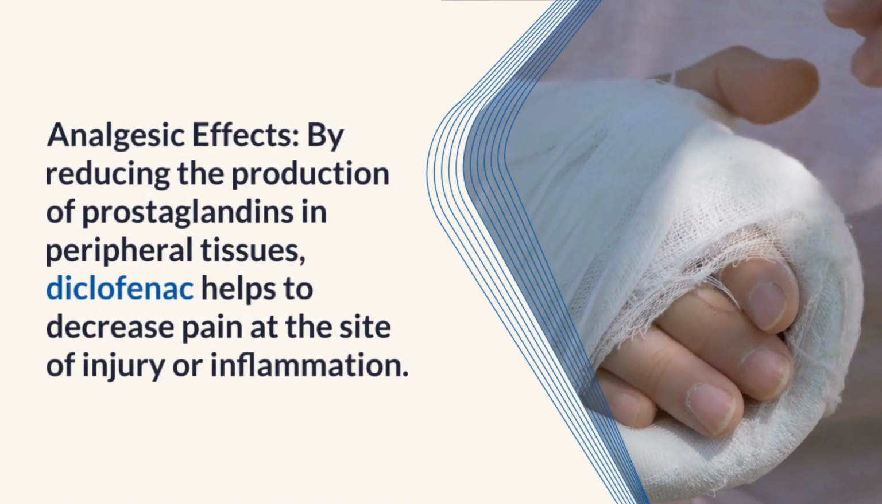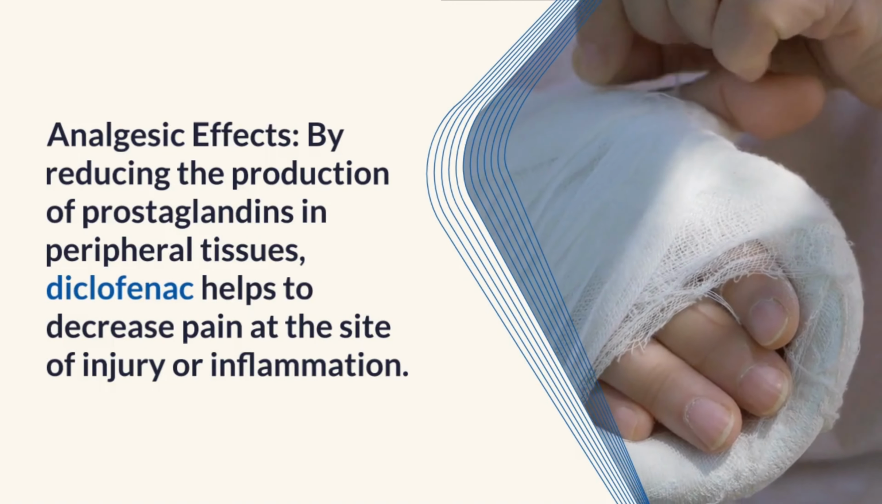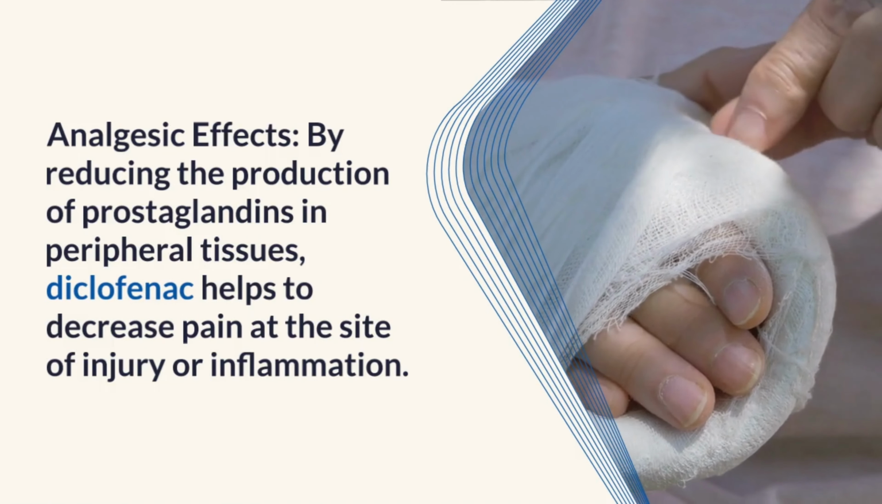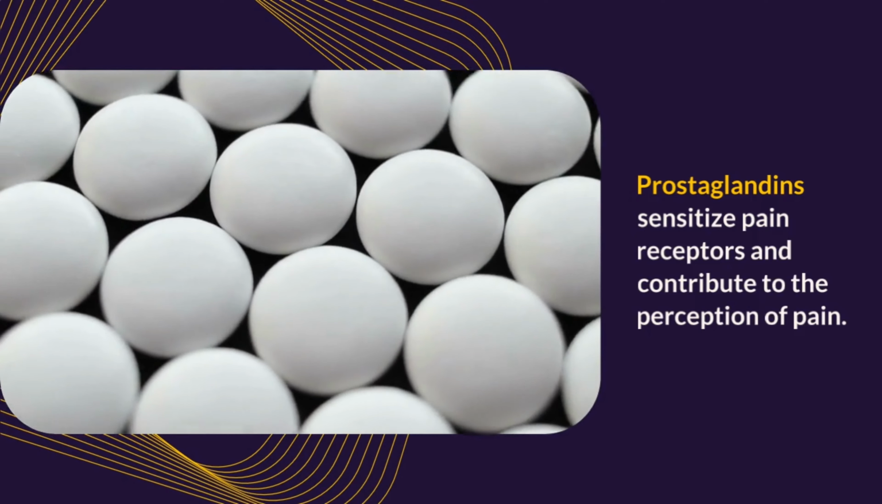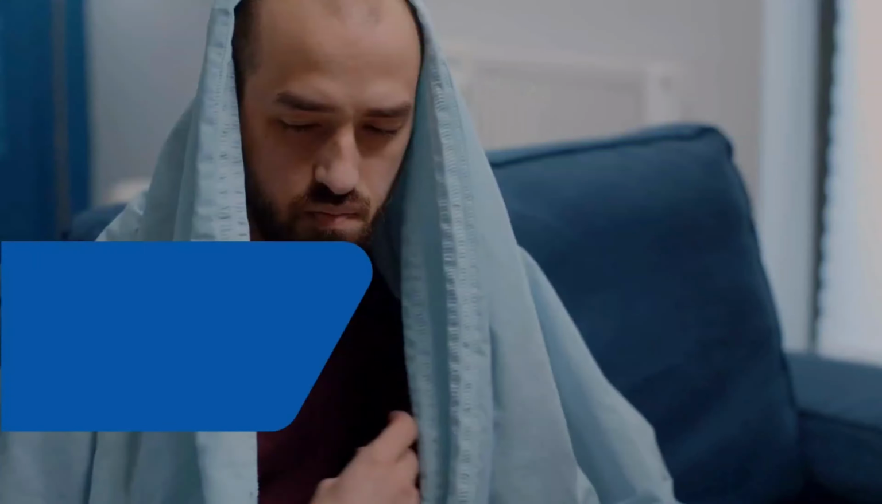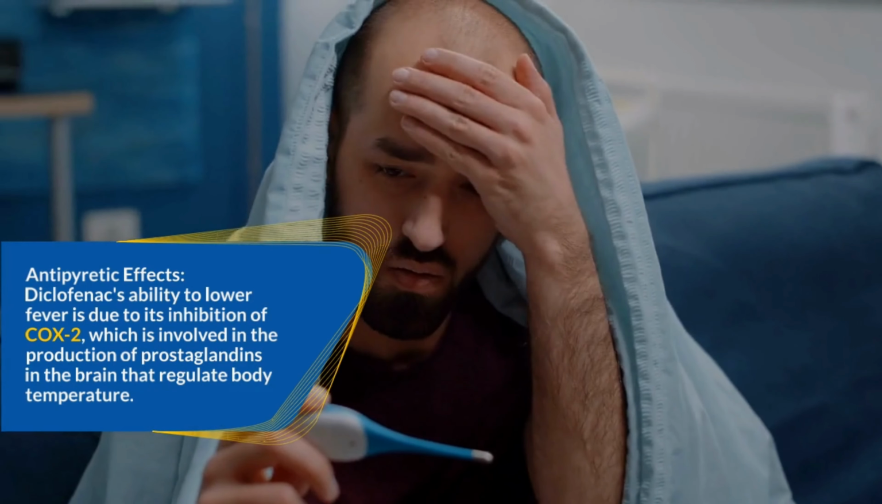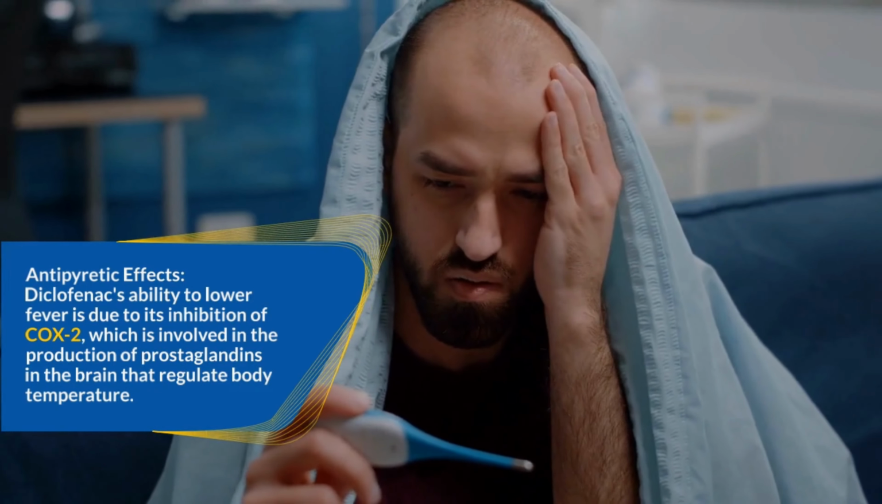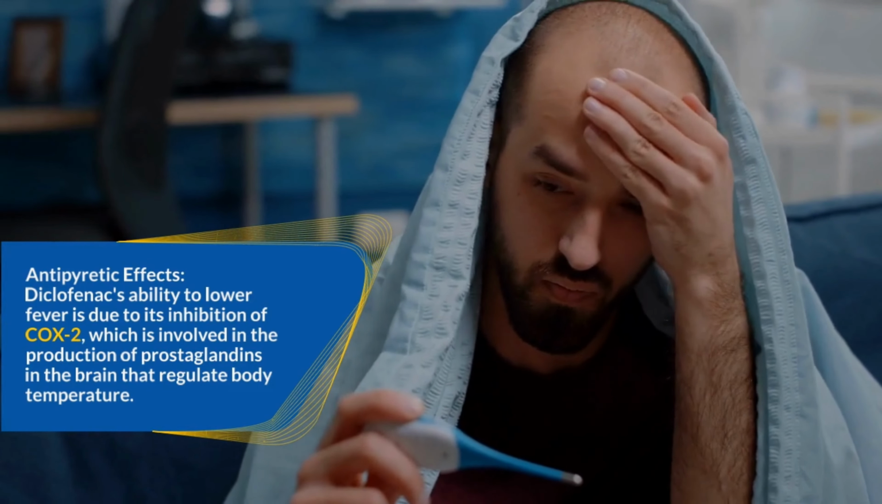Analgesic effects. By reducing the production of prostaglandins in peripheral tissues, diclofenac helps to decrease pain at the site of injury or inflammation. Prostaglandins sensitize pain receptors and contribute to the perception of pain. Antipyretic effects. Diclofenac's ability to lower fever is due to its inhibition of COX-2, which is involved in the production of prostaglandins in the brain that regulate body temperature.